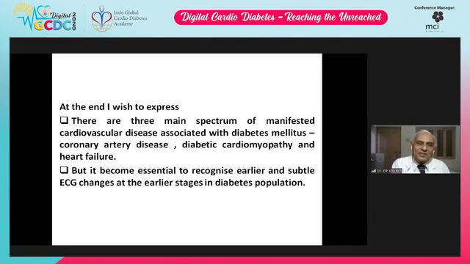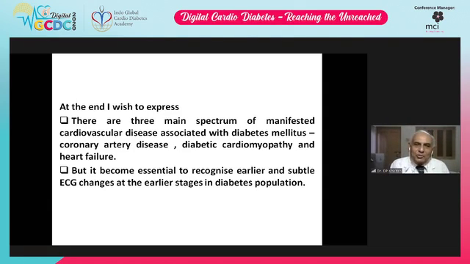Just a short discussion over this master class, I would like to say some things. There are 2 groups of the changes over ECG. Group number 1 are associated with the grossly manifested disorders like coronary artery disease, diabetic cardiomyopathy, and even heart failure. And the second group are seen in subtle forms, which may appear years before the actual onset of diabetic heart disease.